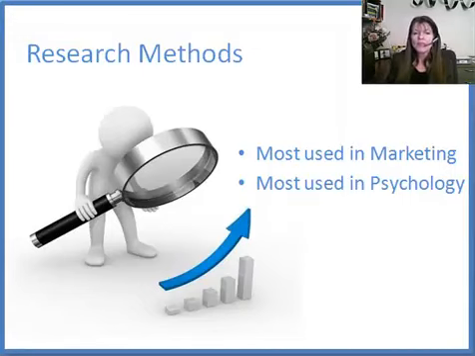Now, the forms of research most often used in marketing to explore consumer issues are exploratory focus groups, descriptive panels, and descriptive surveys. The forms of research most often used in psychology to explore consumer issues are correlational studies and experiments.